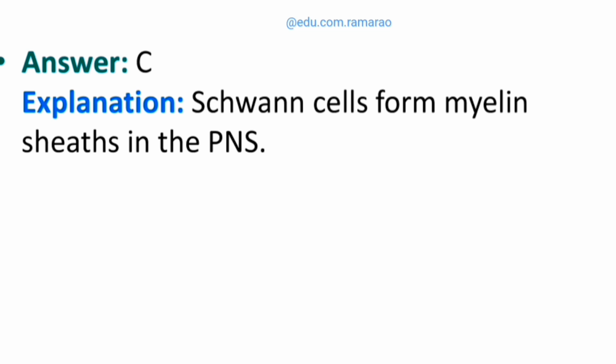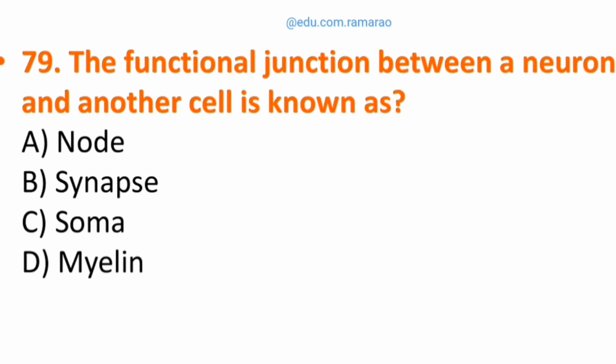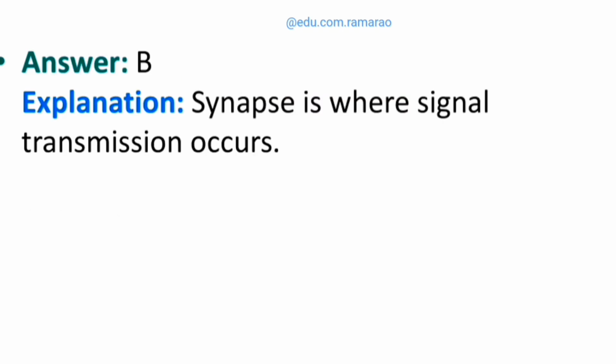The next question. The functional junction between the neuron and another cell is known as option A node, option B synapse, option C soma, option D myelin. The correct answer is option B. Synapse is where signal transmission occurs.